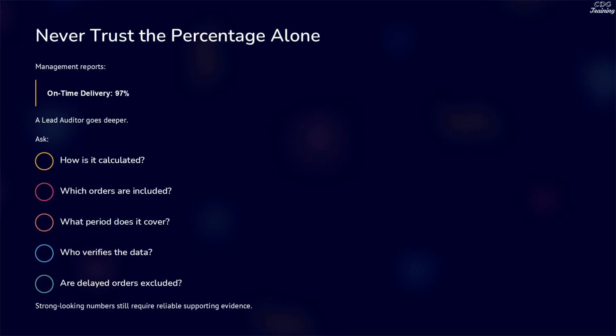Management reports, like on-time delivery at 97%, require deeper analysis. A lead auditor should ask, how is it calculated? Which orders are included? What period does it cover? Who verifies the data? Are delayed orders excluded? Strong-looking numbers still need reliable supporting evidence.